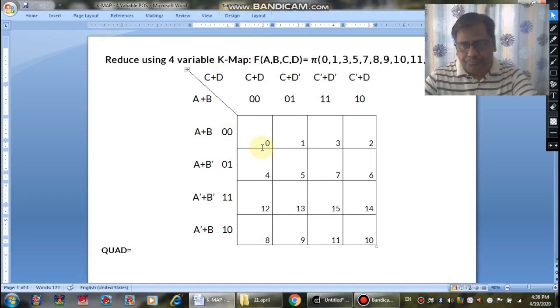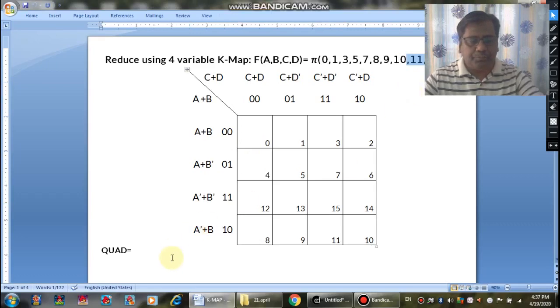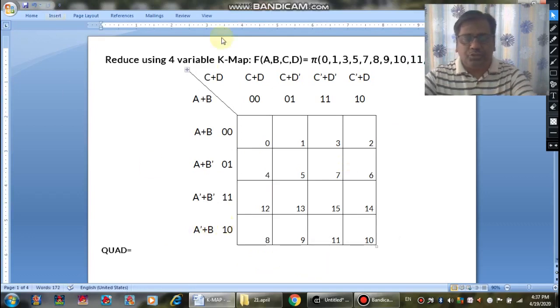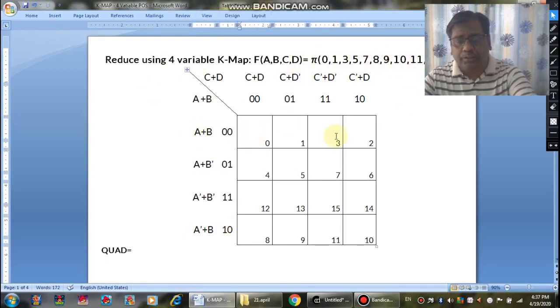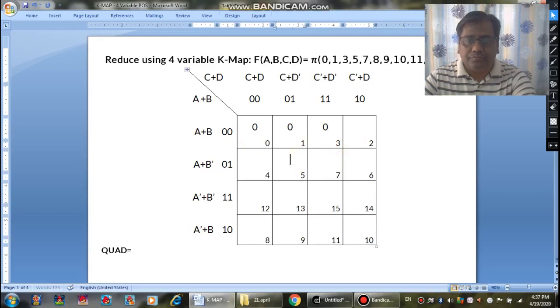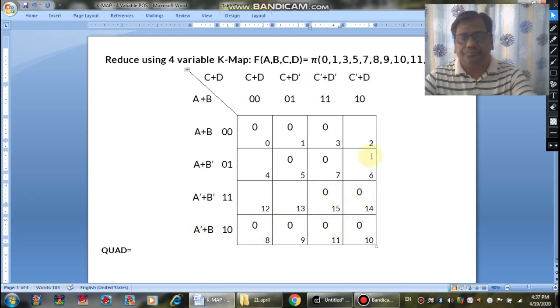Once the structure of the K-map is through, we will look out for the values that are given in the question paper. The values which are given in the question paper are 0, 1, 3, 5, 7, 8, 9, 10, 11, 14 and 15. That means we will plot 0 instead of 1 at 0, 1, 3, 5, 7, 8, 9, 10, 11, 14 and 15. Now we are supposed to create a group.